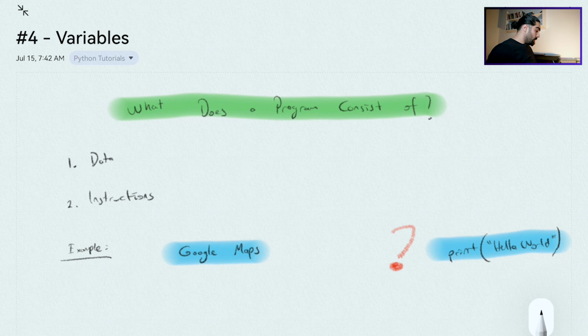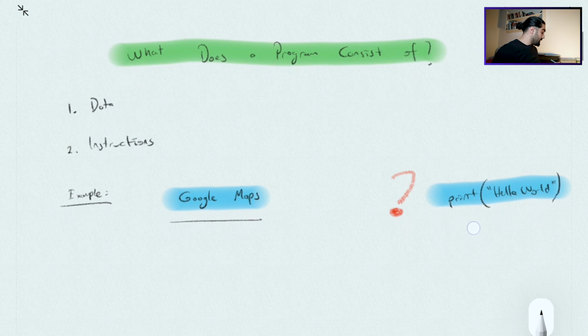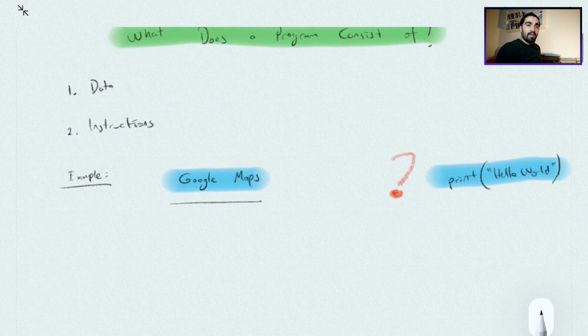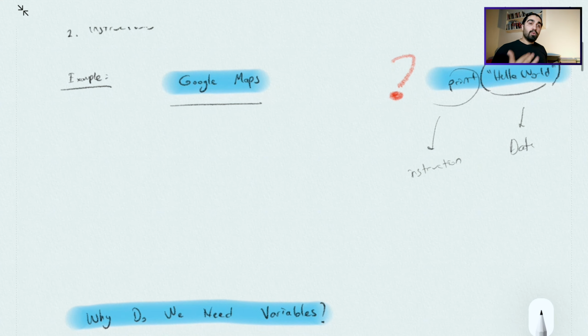Okay, that's great. We understood how we use data and instructions in Google Maps, but what about our print hello world function? Here we have two main things as well. Hello world is our data, all right? And we have a function to print out this data, this message, hello world. This is our function print, and these are basically our instructions. So even in this basic program, we have two things, data and instructions. That's cool. Now we can get into variables.